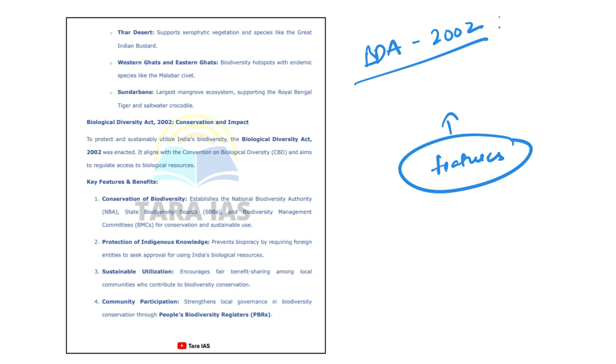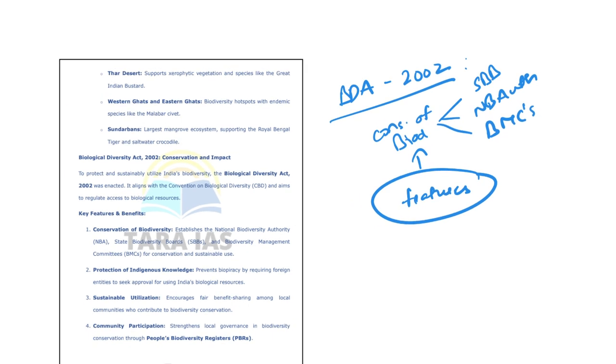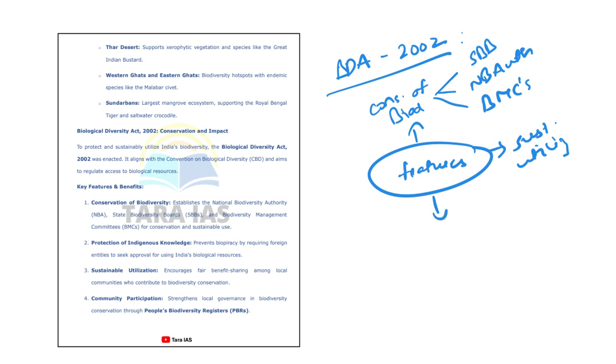First thing, conservation of biodiversity. In this, the government has established a few bodies like State Biodiversity Boards, National Biodiversity Authority, and Biodiversity Management Committees. All these are established to ensure conservation of biodiversity. Next, sustainable utilization of resources, and also to ensure proper benefit sharing among local communities. This is your second feature. And protection of indigenous knowledge.